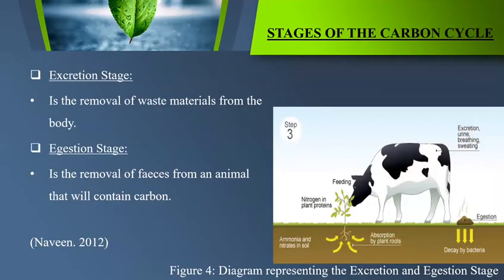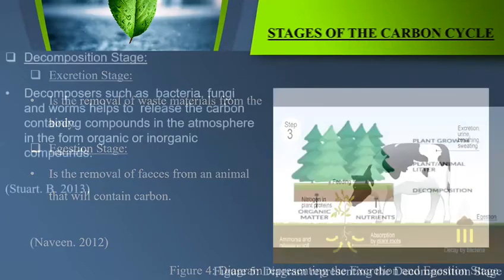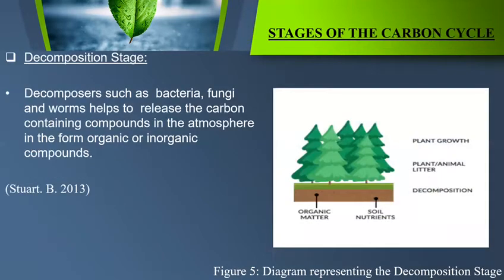Both lie in the type of waste discharge from an organism, where excretion occurs in both plants and animals, where metabolic wastes are discharged, while in the egestion stage, the undigested food that is left over after digestion is discharged in animals. Then there is the decomposition stage, and this is when dead organic substances are broken down into simpler organic or inorganic carbon compounds by decomposers.